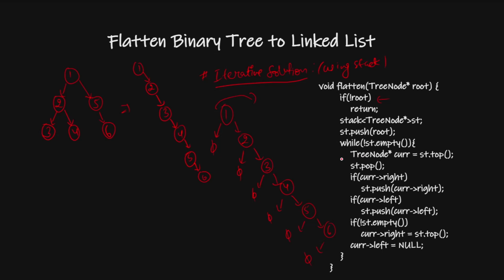First of all I pop my current element, and after popping the current element I will push its right. First I will push its right, then I will push its left. After doing that, if there is an element in the stack, then I will mark my current's next as the stack top, and then I will make my current's left null. So this is how I will solve.